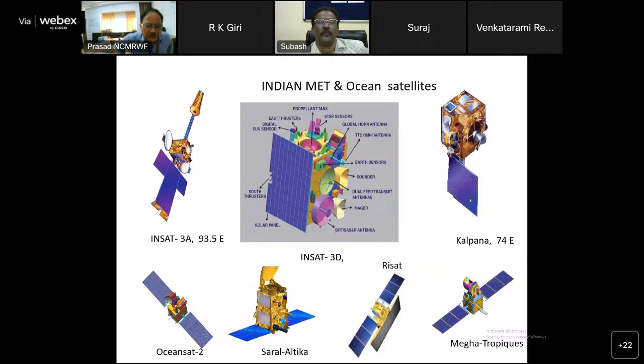For NWP purposes, India launched many satellites such as INSAT and the OceanSat series, and also with the help of international partners, especially France, we have the SARAL-AltiKa and Megha-Tropiques data sets. We started many such satellites, including RISAT and Kalpana, and these data sets started being used for NWP purposes.